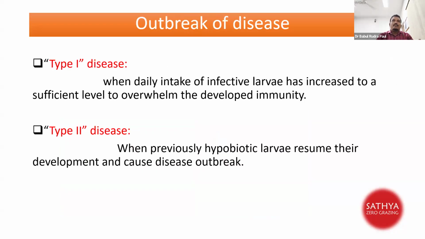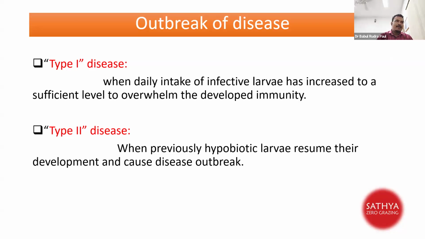So there is type 1 and type 2 disease. It is two types of outbreak. When the daily intake of infective larvae increases and is sufficient to produce the disease, that is a surplus. It overcomes the immunity. The parasitic load has the upper hand over the immunity. This is type 1 disease.